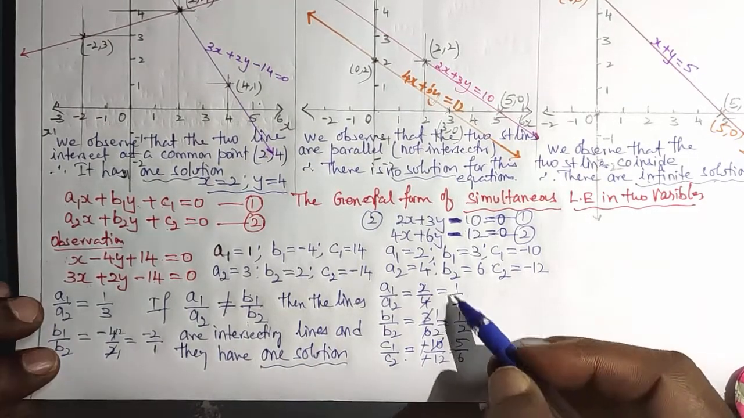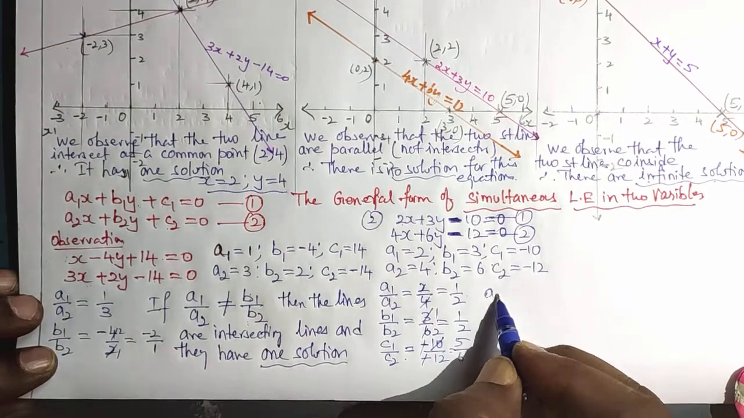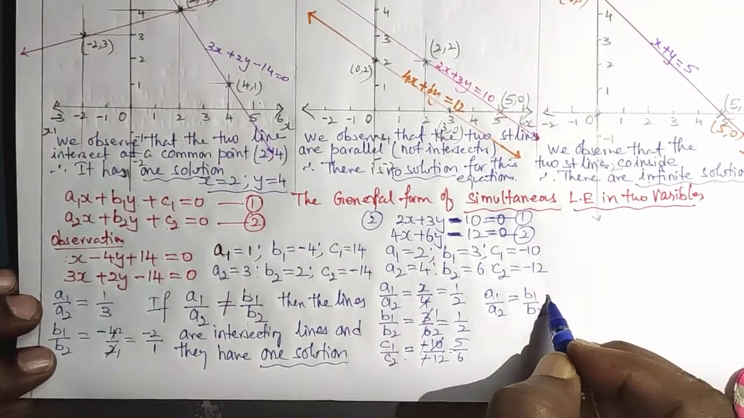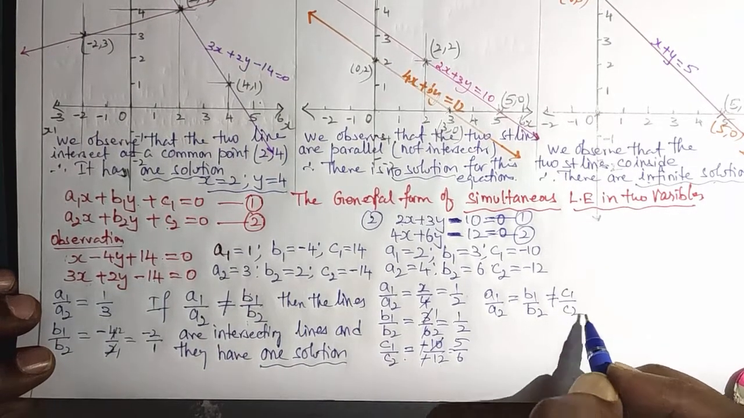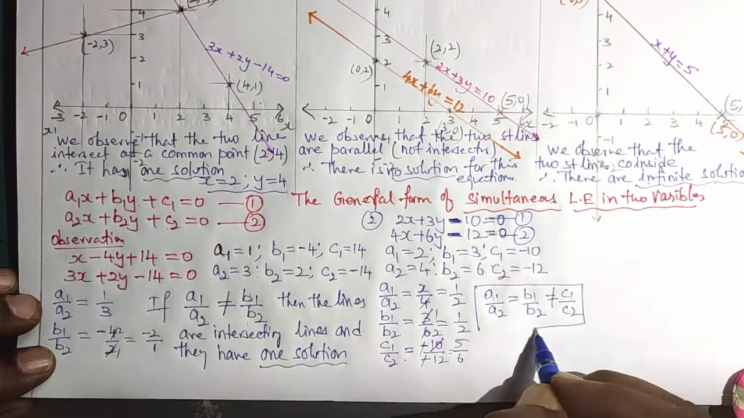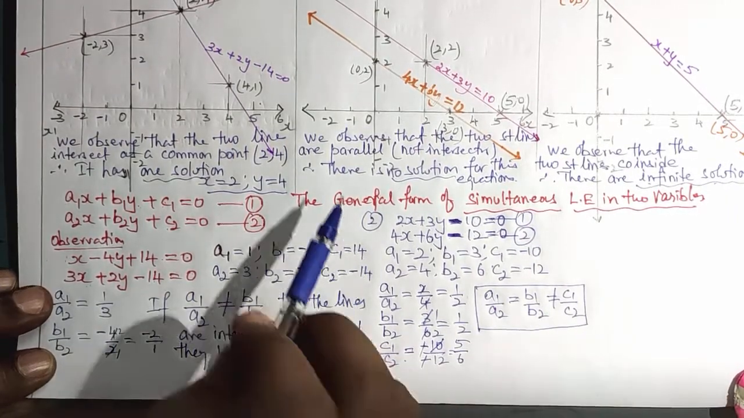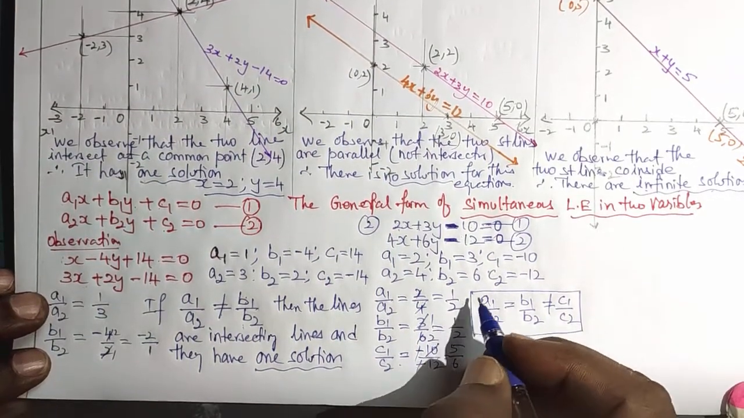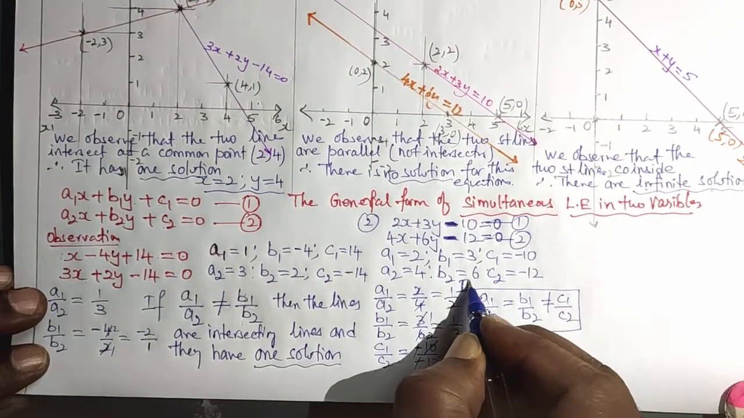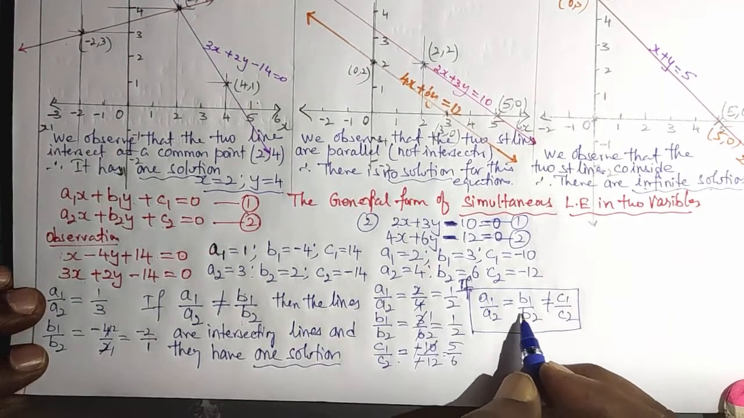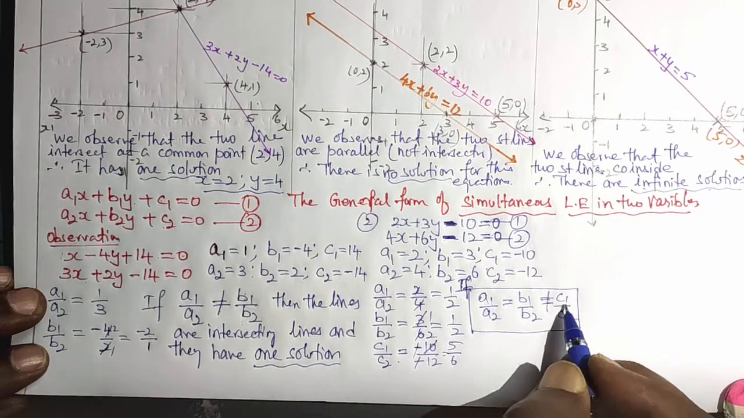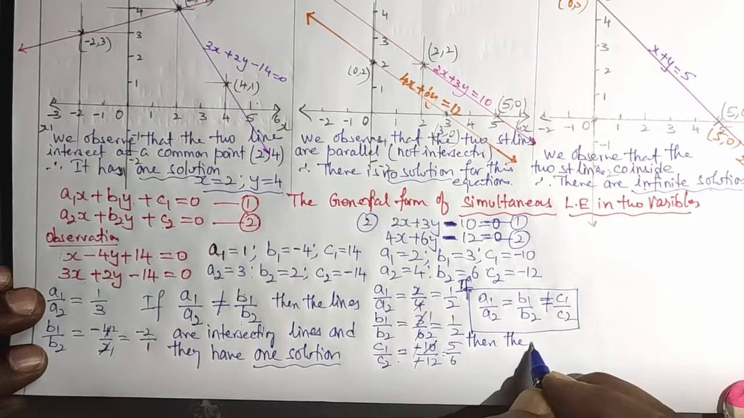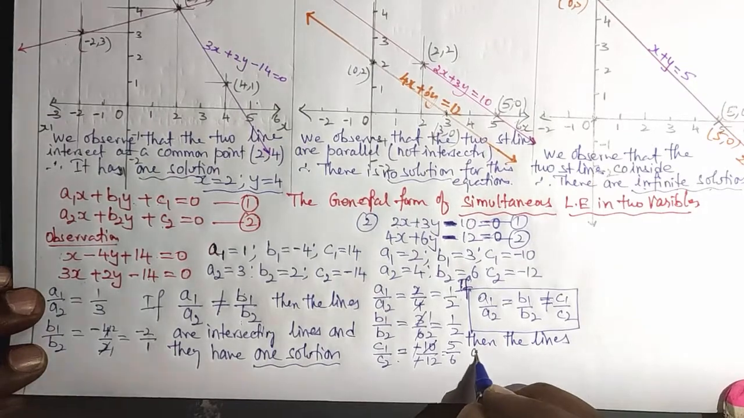So what is my observation here? a1 by a2 is equal to b1 by b2, and this is not equal to c1 by c2. When this condition is satisfied, we notice that the two lines are parallel lines. So I can write it as a statement like this: if a1 by a2 is equal to b1 by b2 is not equal to c1 by c2, then the lines are parallel.